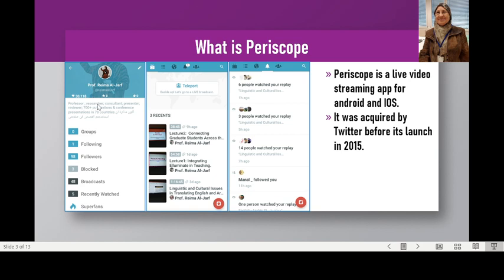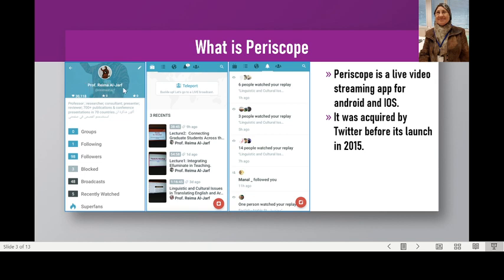Here I have 3 screenshots from the Periscope app. Periscope is a live video streaming app for Android and iOS. It was acquired by Twitter in 2015. In the first screenshot, this is the main screen of Periscope.